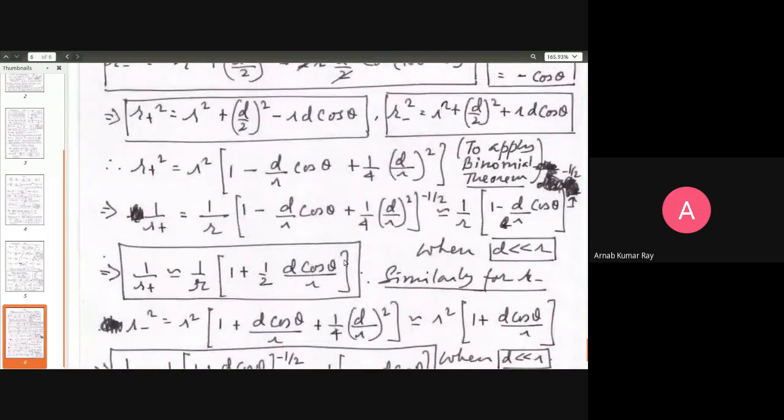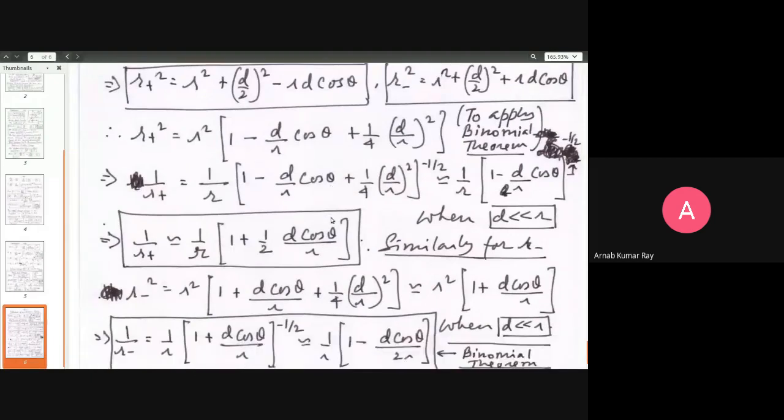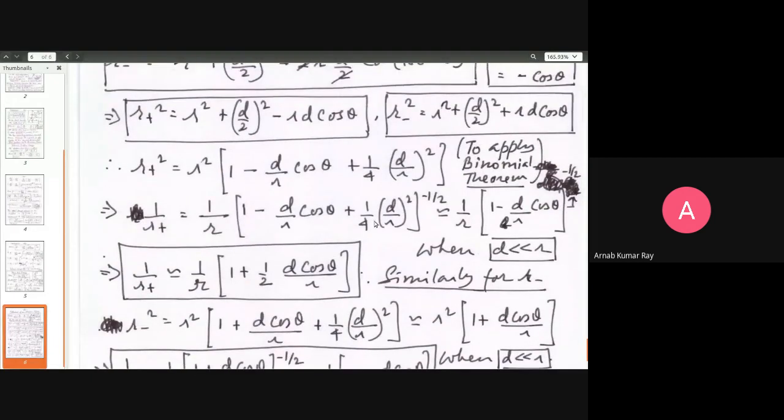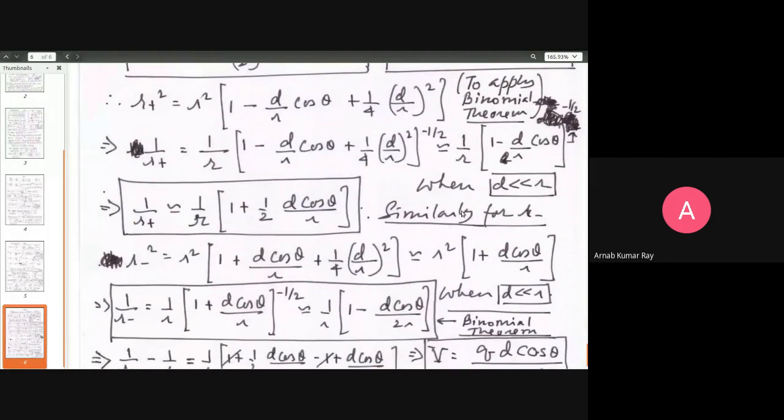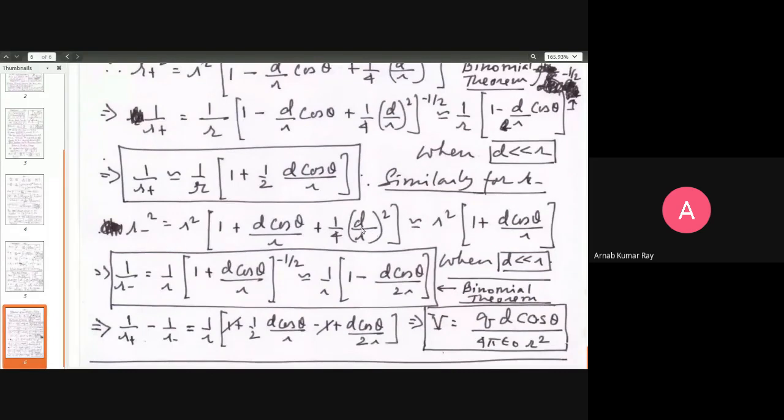Later in one of your tutorials, probably next week, you will be given a problem like this. When we have worked on this problem, you notice that we have neglected all the higher powers. But what if we did not neglect the higher power of d by r? We have neglected it in this formula. Similarly, we have neglected the higher power of d by r in this binomial expansion. So if we had not neglected that, then what would have been the result? That's another problem for us to take up, but it will be a part of your tutorials. So next week, maybe we will do that.